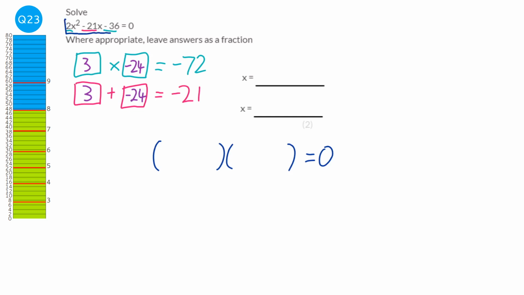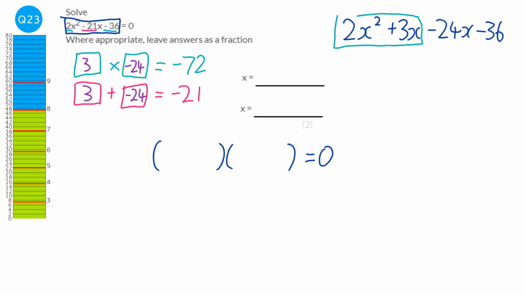I'm going to write out this expression. Won't worry about the equation later. But instead of minus 21, I'm going to write plus 3x minus 24x. So I'm just going to replace it for what we've just found out. So it's going to be plus 3x minus 24x minus 36. And we might find it easier if we put the negative first, and I probably should have put the negative first, but let's keep going.